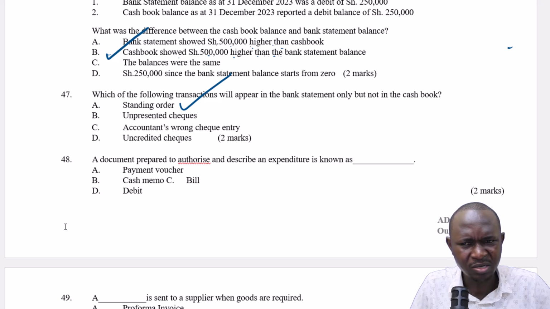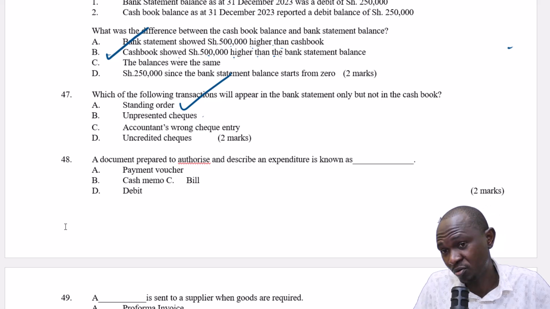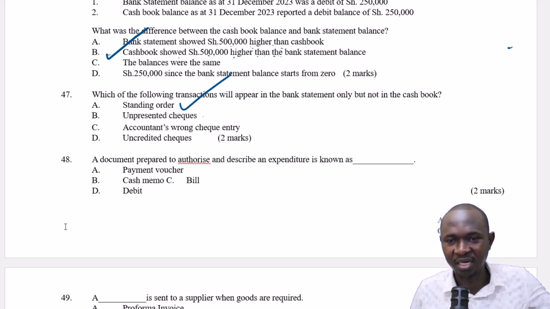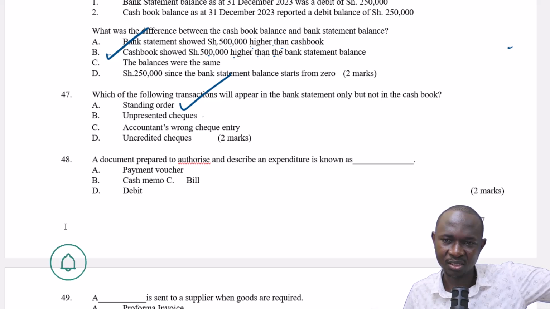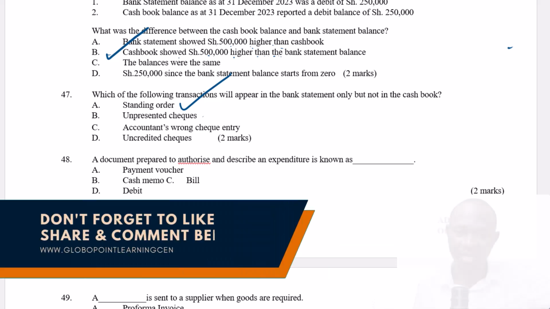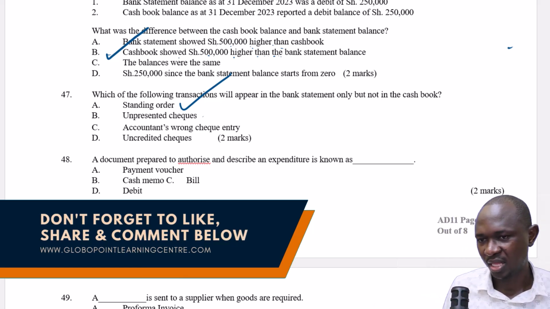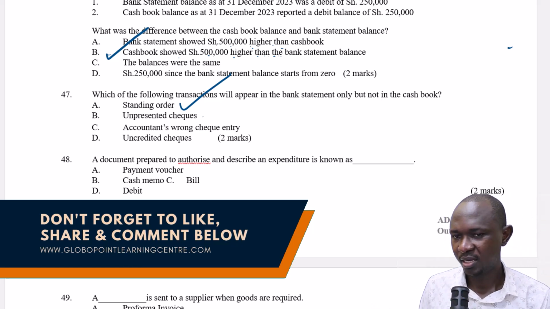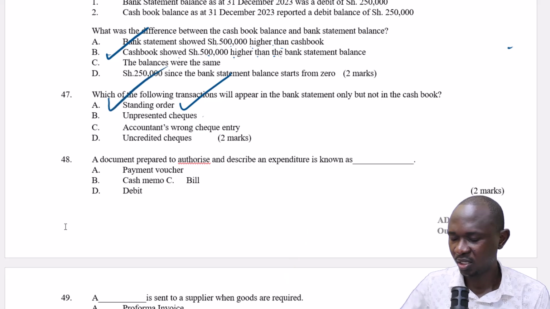And let's see the rest. Unpresented checks, no, this will appear in the cash book, not in the bank statement, because you've captured it in the cash book, but the bank has not yet captured it. The bank has not even received the check. Uncredited check, it will appear in the cash book, not in the bank statement, because the bank has not yet credited that check. So the answer is A. Perfect. This is very much correct.